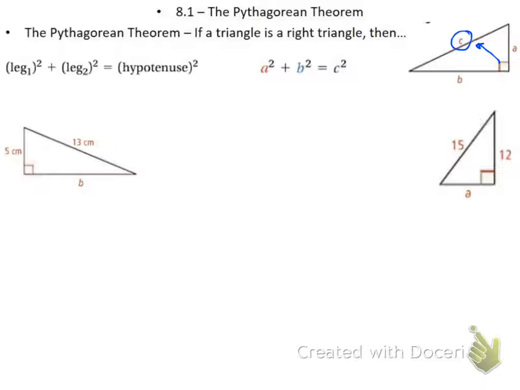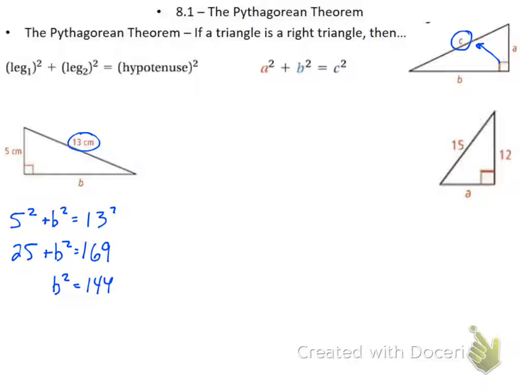With this first problem right here, again, my first thing I do is find my hypotenuse, so 13 is my hypotenuse. So when I write this, I can go 5 squared plus b squared is equal to 13 squared. And so I get 25 plus b squared is equal to 169. Subtract the 25, and so I get b squared is equal to 144. And then I take the square root of both sides and get b is equal to 12. To take a square root of a number in your calculator, you hit the second button and then hit the x squared button if you're using a graphing calculator.